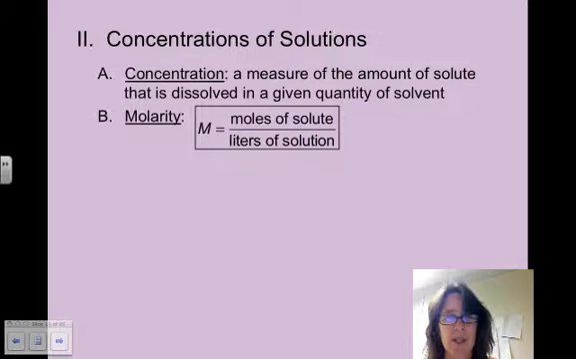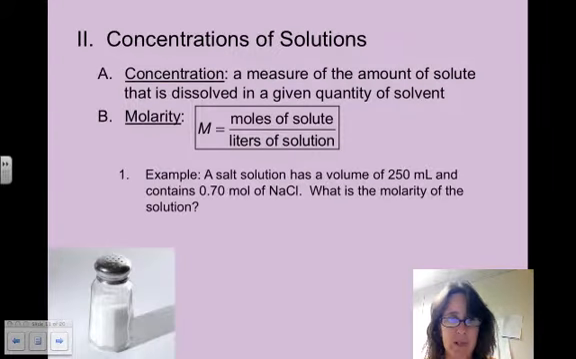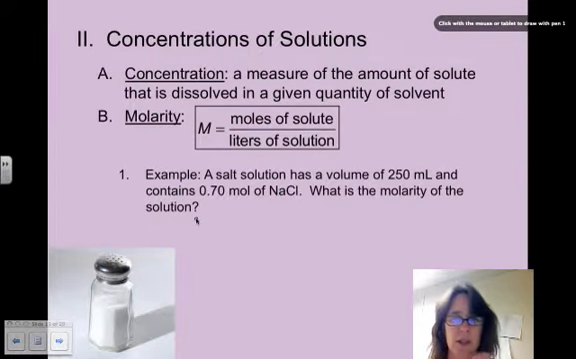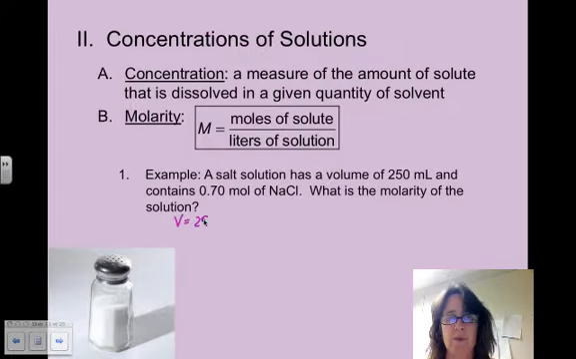Molarity is represented by a capital M, and it is the moles of the solute divided by the liters of solution. So let's try an example. We have a salt solution that has a volume of 250 milliliters and contains 0.70 moles of NaCl, and the question is, what is the molarity of the solution? Because molarity is moles per liter, we're going to convert this volume into liters to start with. So we have 250 milliliters.